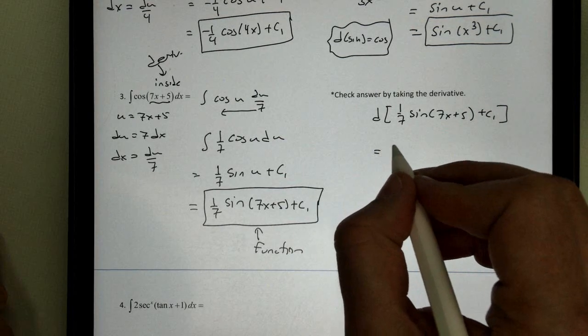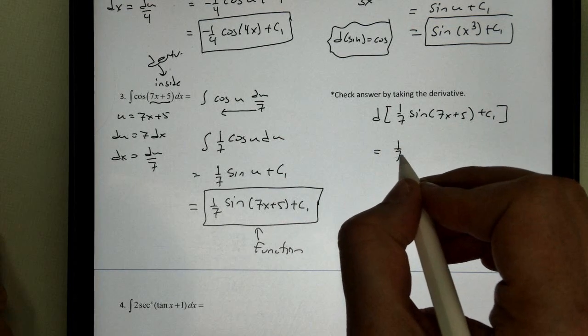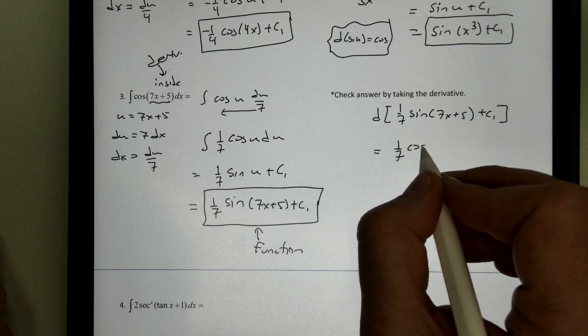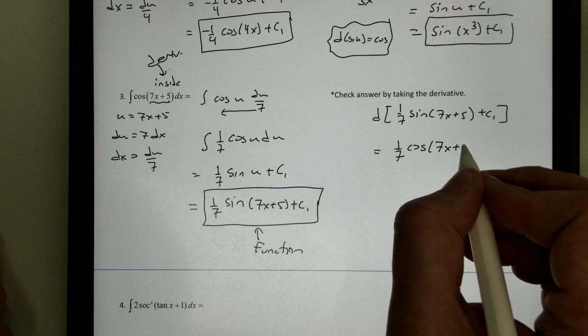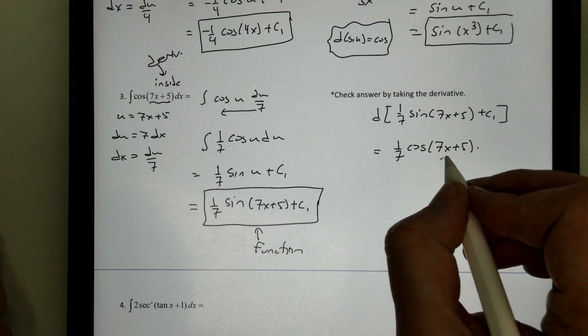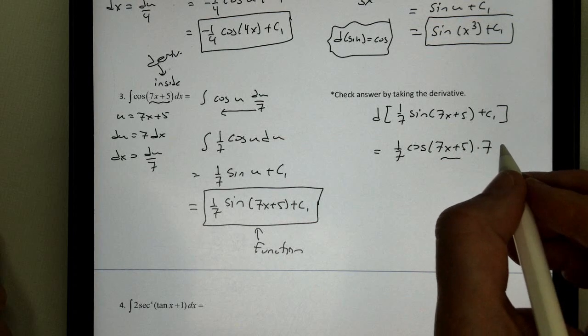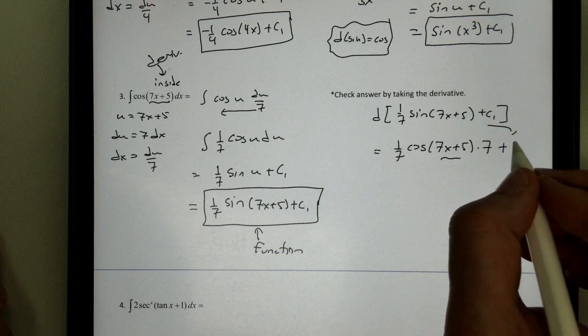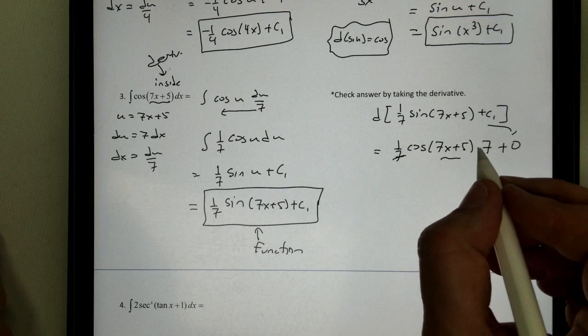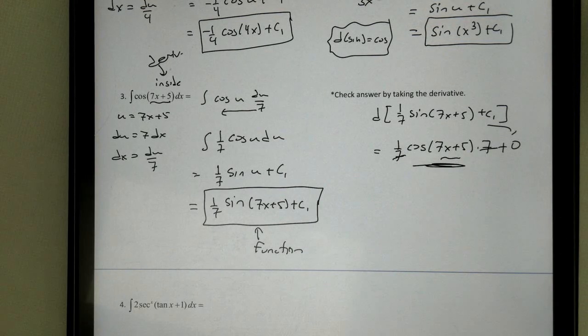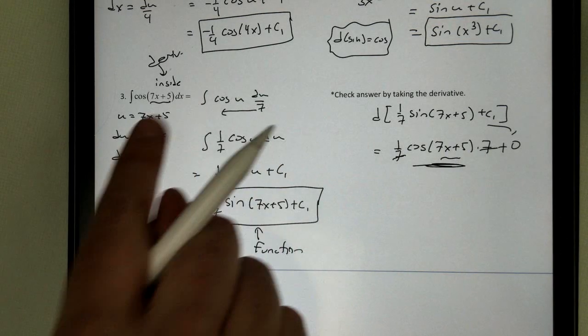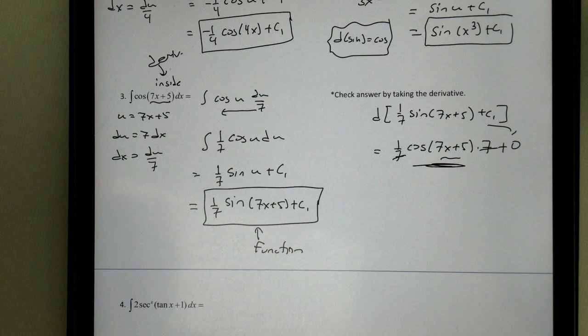If we take that derivative, this becomes 1/7 times, chain rule, cosine of 7x plus 5 times, chain rule, 7, plus, and that just the constant becomes 0. The 7's cancel, and we are left with exactly what we started with. So it works out really nicely for us.